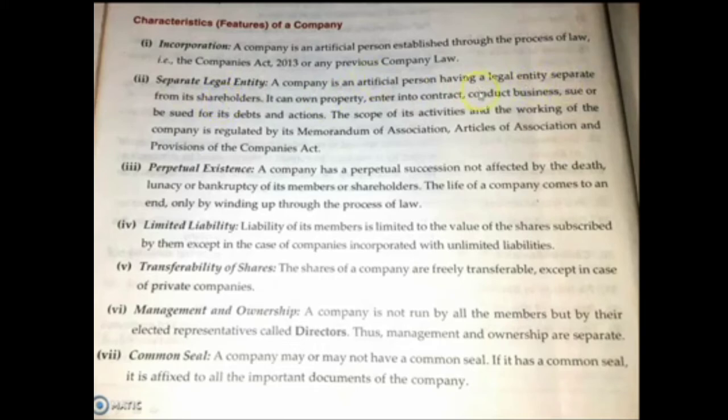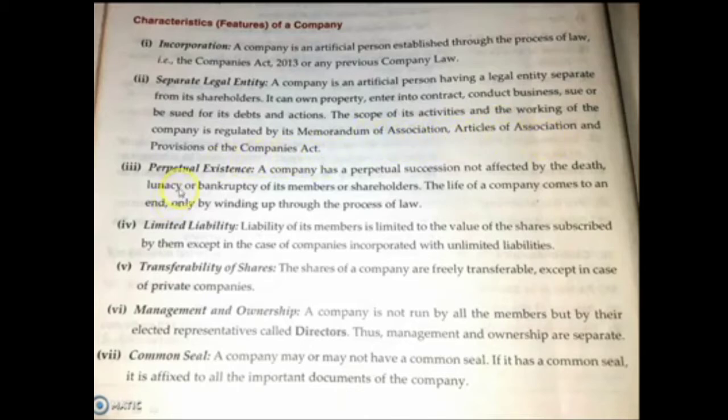Being a separate legal entity, it can own property, it can enter into contracts, it can conduct business, and it can sue or be sued for its debts and actions. The scope of the activities and the working of the company is regulated by the Memorandum of Association and Articles of Association, as well as the provisions of the Companies Act.